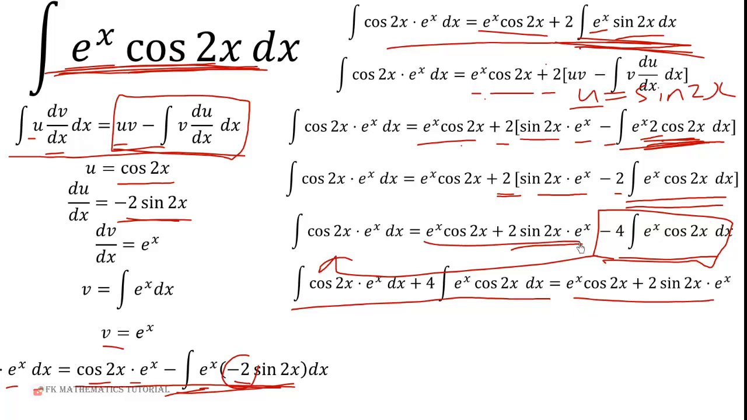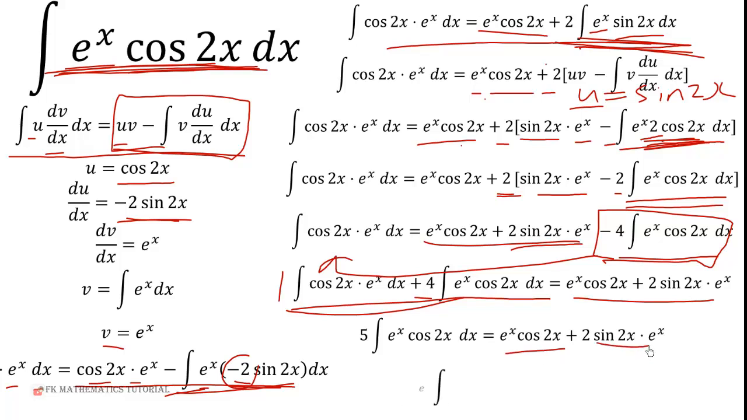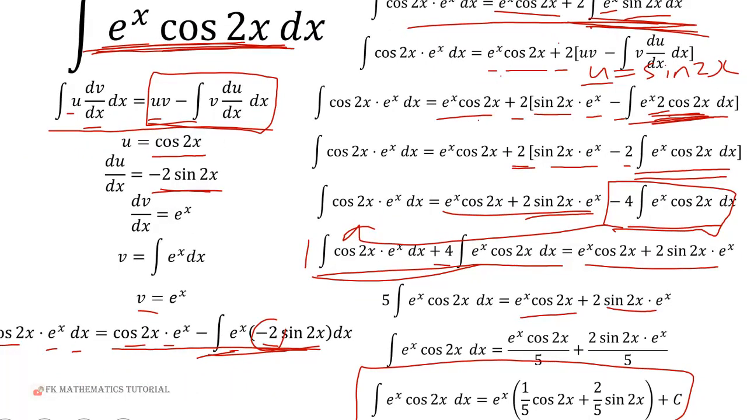Now what do we do next? We now combine, just like one of these plus 4 of the same thing will give us 5 of that. 5 of the integral of e to the x cos 2x dx is equal to what you're seeing here. So we now have to divide through by 5, then factor the e to the x to get what you're seeing here, which is exactly what we started with. So we've now shown that the integral of e to the x cos 2x dx is equal to what you're seeing here.